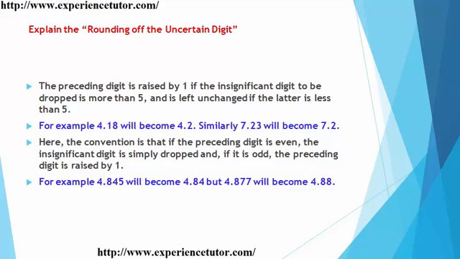Here, the convention is that if the preceding digit is even, the insignificant digit is simply dropped, and if it is odd, the preceding digit is raised by 1. For example, 4.845 will become 4.84, but 4.877 will become 4.88.